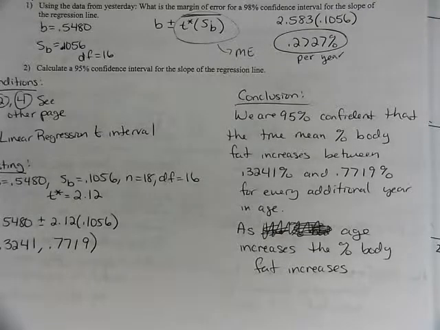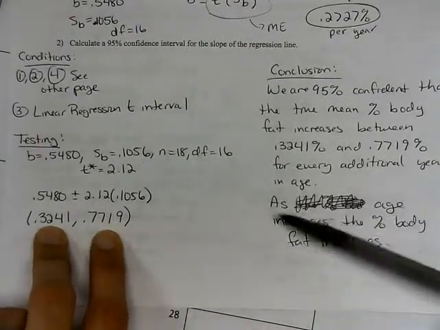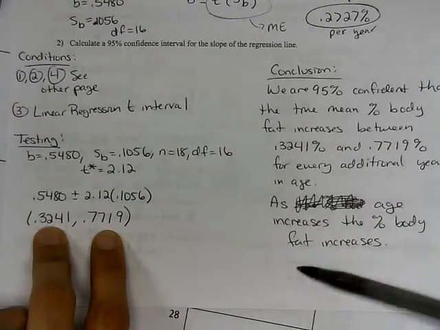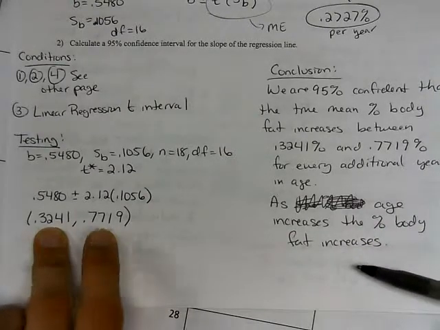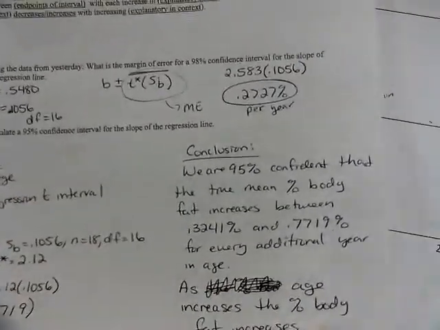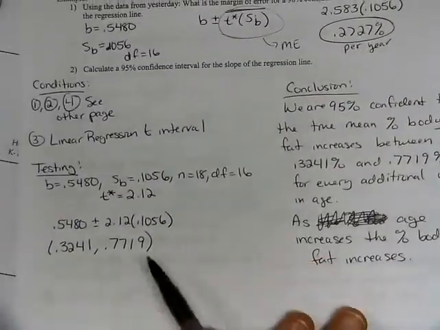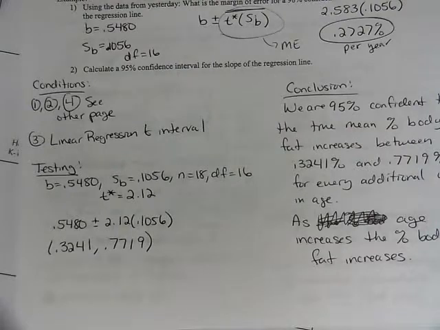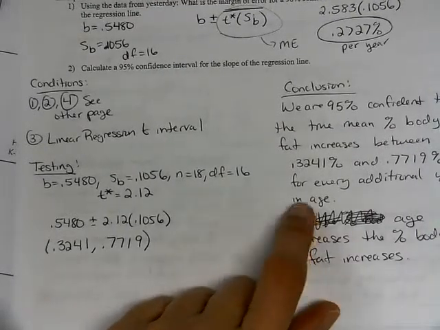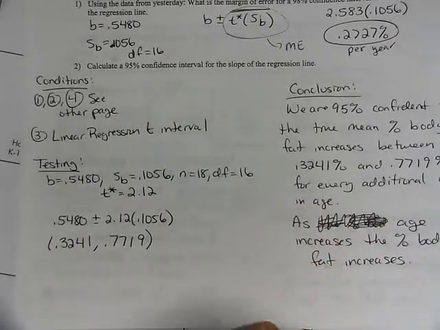If these were both negative, you would say as age increases, the percentage of body fat decreases. If there was 0 in here, what should happen is we should fail to reject in our test, meaning that there's probably no association between the two variables. You could say because 0 is in the interval, there could be no association between the two variables.